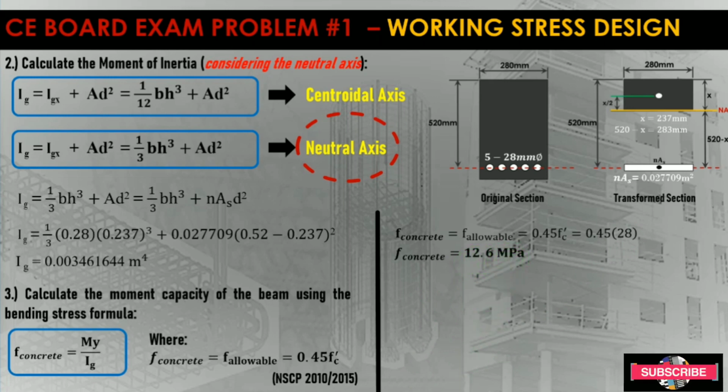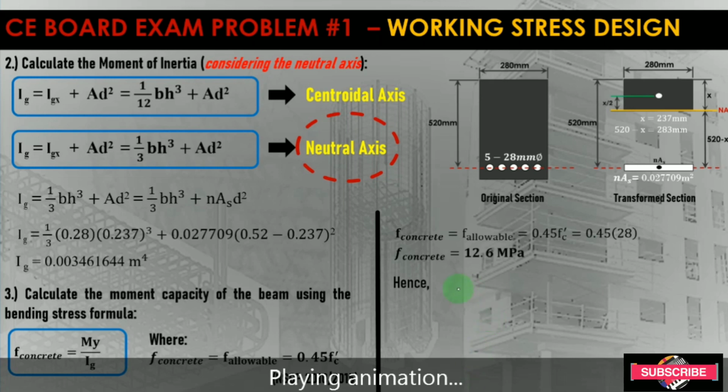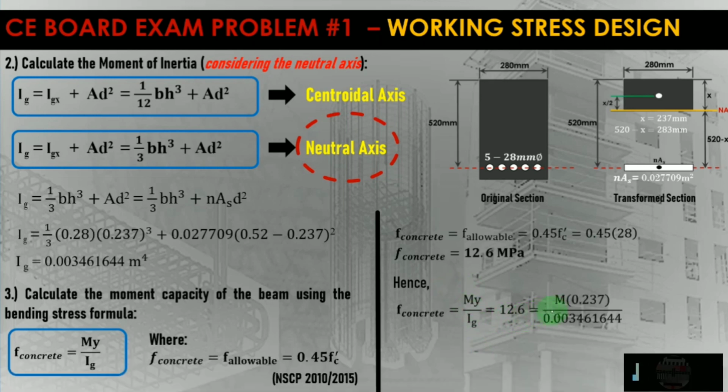After that we substitute it here, and the only variable that we can get here is M, which is referring to the moment capacity of the beam with respect to the concrete. So we have this calculation, substituting f of concrete equal to 12.6 equal to M times 0.237 over the gross moment of inertia. So we can get the value of M, which is equal to 184 kilonewton meter, and this is the moment capacity for the concrete section above the neutral axis.